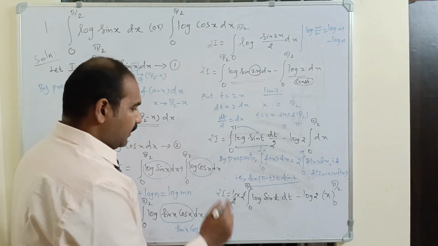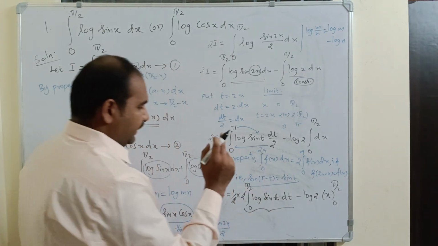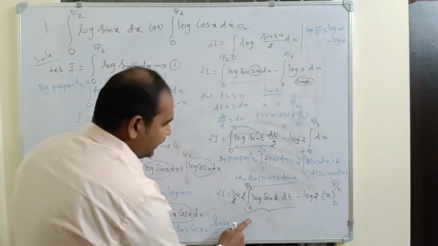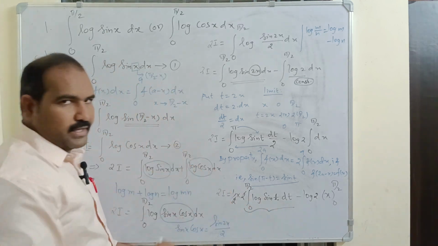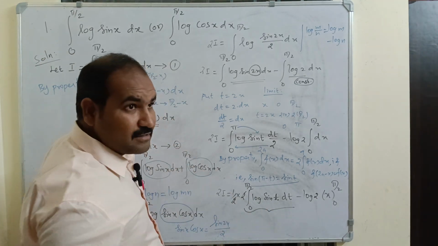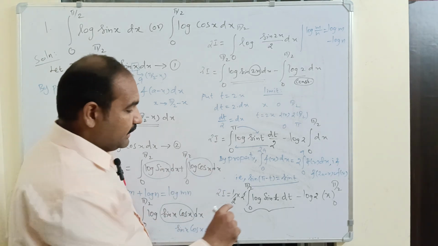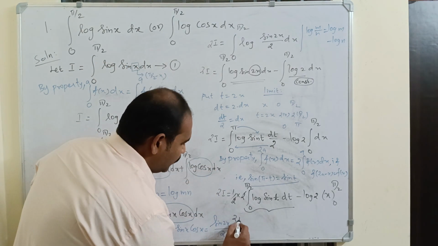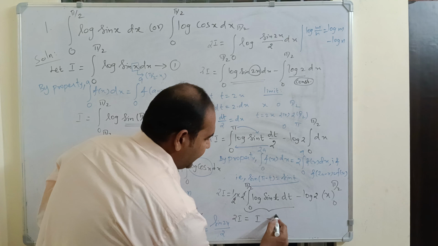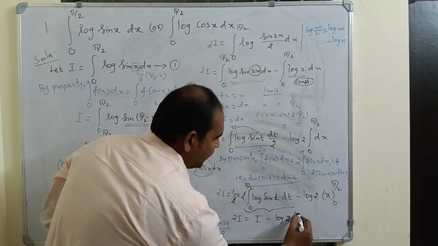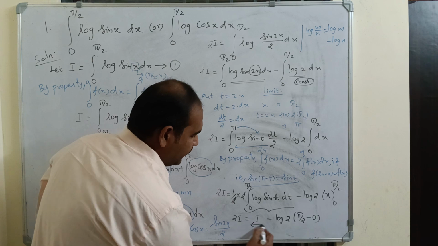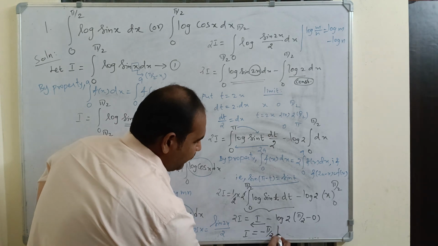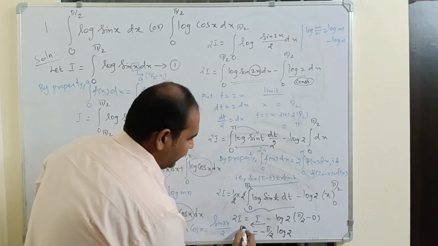Now this is nothing but I, because integral 0 to pi by 2 log of sin x dx is I. So integral 0 to pi by 2 log of sin t dt is also I, because x and t are dummy variables. Whatever the variable may be, the limits and the integrand are the same, so it takes the same value. So 2I is equal to I minus log 2 times pi by 2 minus 0. Now 2I minus I is equal to minus pi by 2 log 2, which is the answer.